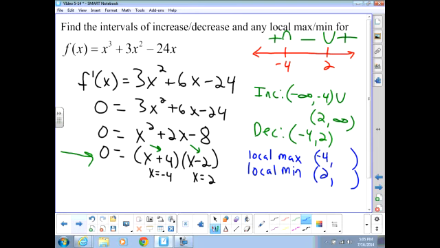When we plug negative 4 into our original function, we'll get back a negative 64. We'll get a positive 16 times 3 to give us a positive 48. And negative 4 times negative 24. A negative times a negative is a positive, and we'll end up getting back 96.